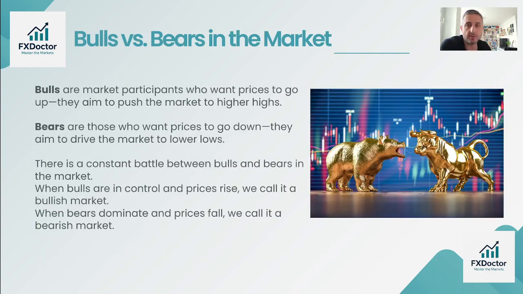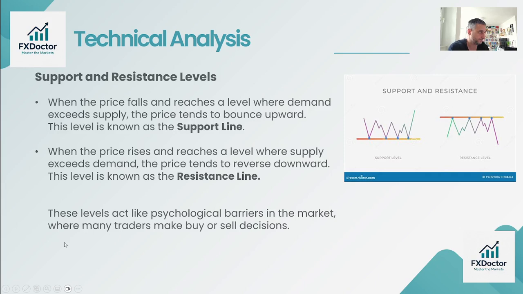Okay, you heard about bulls and bears, and you know this, but let's say again: bulls are market participants who want prices to go up. They aim to push the market to higher highs. Bears are those who want prices to go down. They aim to drive the market to lower lows. There is a constant battle between bulls and bears in the market. When bulls are in control and prices rise, we call it a bullish market. When bears dominate and prices fall, we call it a bearish market.